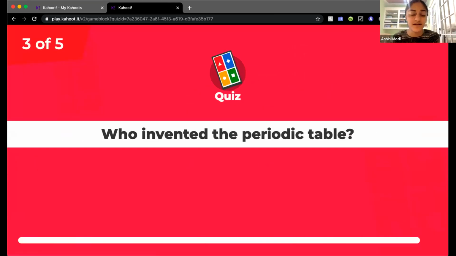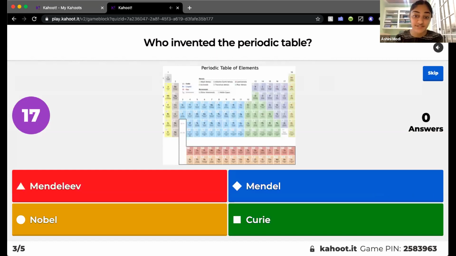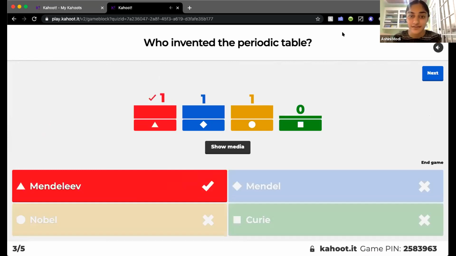Who invented the periodic table? Was it Mendeleev? Was it Mendel, Nobel, or Curie? Yes, that's correct. It was Mendeleev. He invented the periodic table. Mendel was actually the person who identified the way that traits pass on to offspring. Nobel is the person who the Nobel Prize is named after. And Marie Curie was the person who discovered the concept of the X-ray.